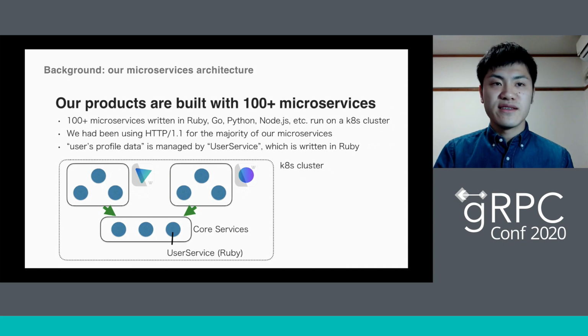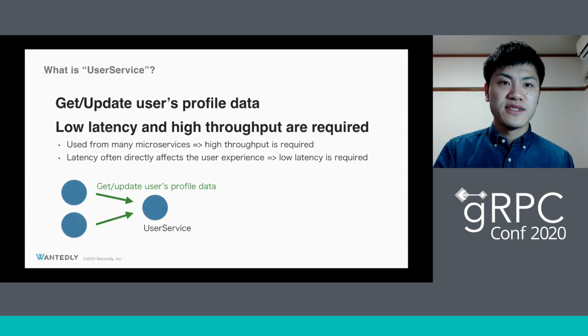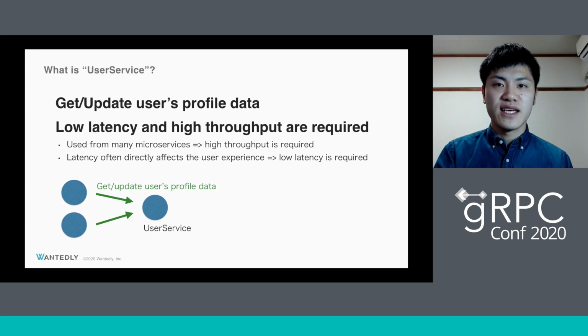Let's dig into the details of user service. User service is a microservice used to get or update user profile data. This service treats fundamental data, so it is used from many microservices, and high throughput is required. And this service's latency often directly affects the user experience, so low latency is also required. This service was widely used in the microservices, but there was a problem.